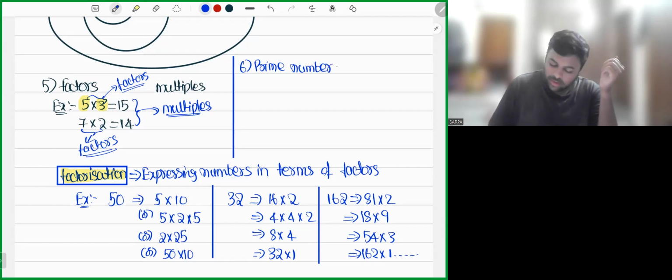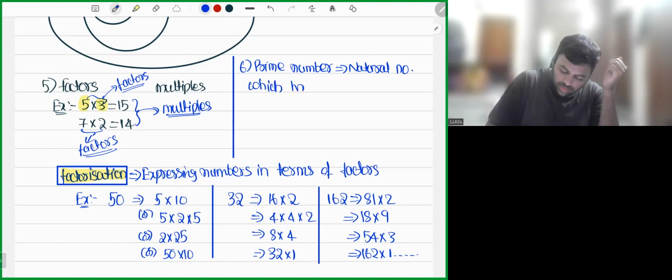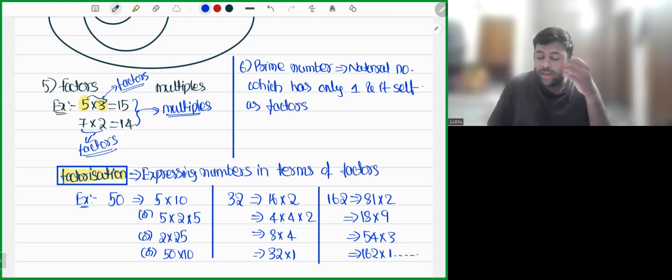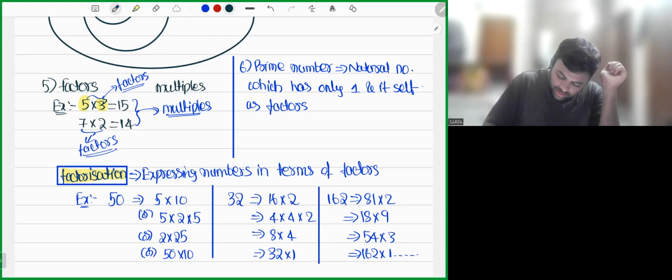Now, what do you mean by prime number? A prime number means simply a natural number which has only one and itself as factors. If you cannot factorize a number other than one and itself, it is called a prime number. Like, for example, my dear friends, I'm having 7.